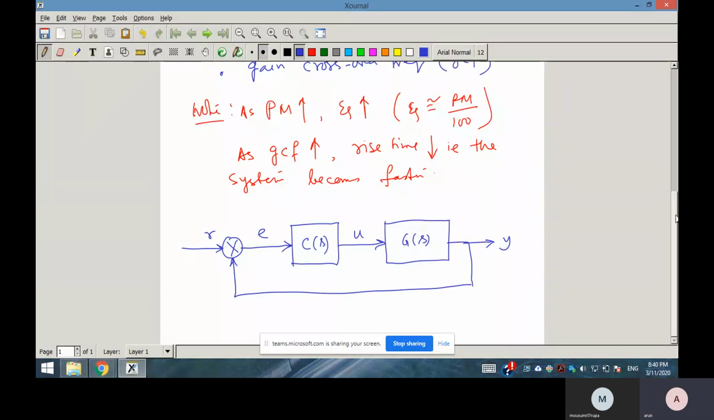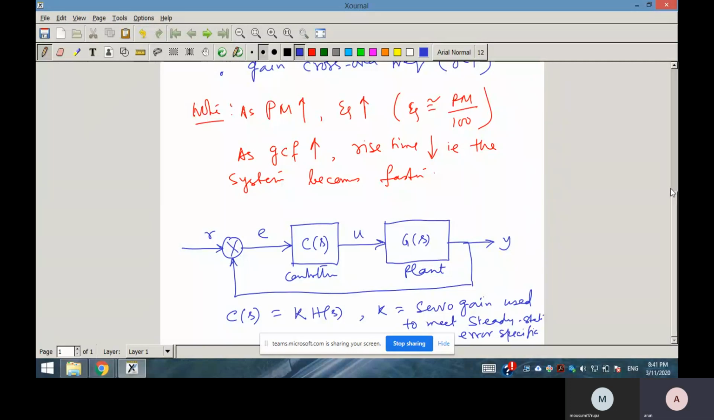So here C(s) will have two parts. This is your controller. This is a plant here. So in this Bode plot based design, C(s) we will assume consisting of two parts. C(s) will be assumed as K into H(s). So K is your servo gain. K can be considered as a servo gain. This is used to meet the steady state error specification.